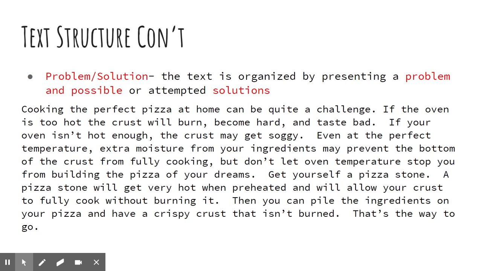Okay, so the problem is getting the crust right. Sometimes it's too soggy, sometimes it's burnt. Sometimes when you're trying to get the ingredients on top cooked, it can cause a problem with the crust. The solution: you could use a pizza stone. That would fix the problem of ending up with either burnt or soggy pizza.